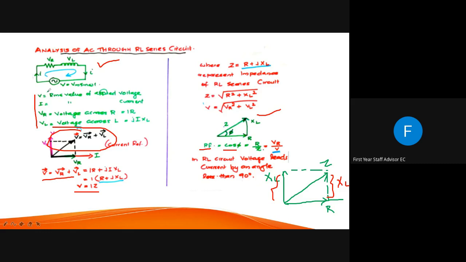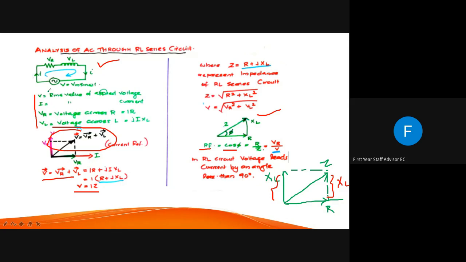First, you draw the current phasor as the reference phasor. Then you look at each component. First, you take the resistor. The resistor voltage phasor should be drawn along the current phasor because both are in the same phase. Then you take the inductor. In an inductor, the voltage is leading the current, so you draw it leading by an angle of 90 degrees.